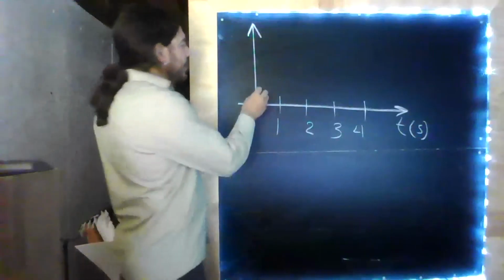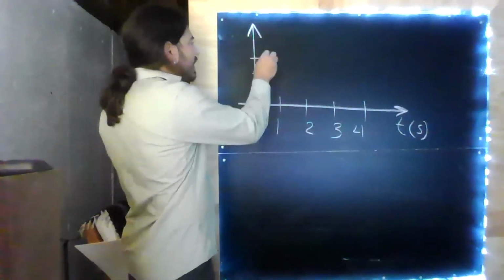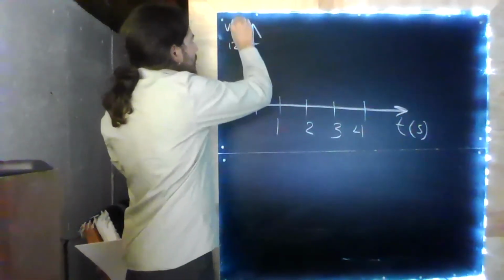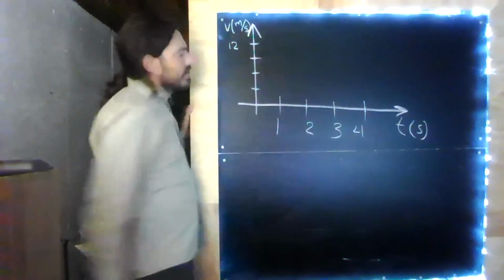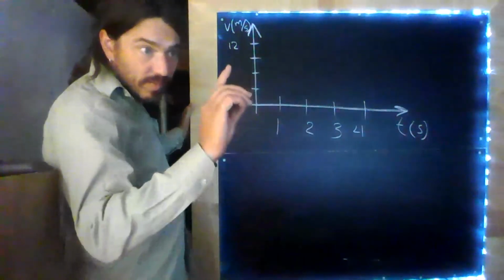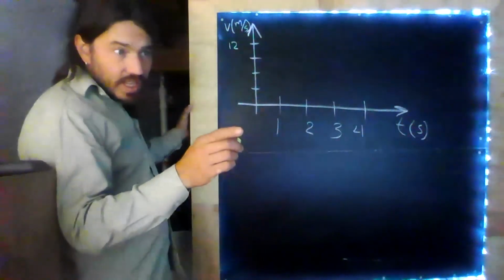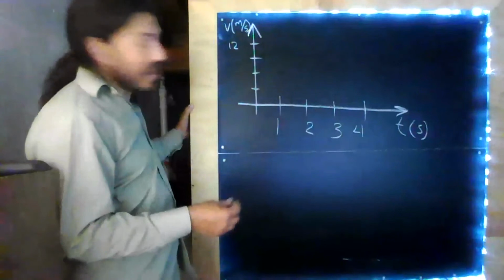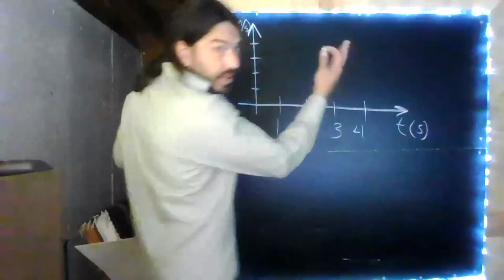12 meters per second. Oh, 3, 6, 9, 12. This is velocity in meters per second. Okay, we're going to draw our velocity versus time graph. Car travels at a constant 12 meters per second. I can draw a constant graph, right? It just is a straight line, right?